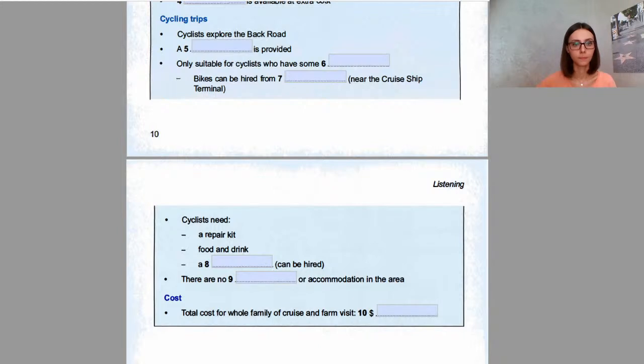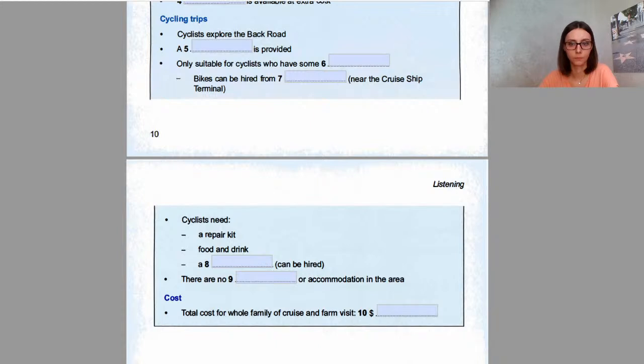You have some time to look at questions 5 to 10. Now listen and answer questions 5 to 10.